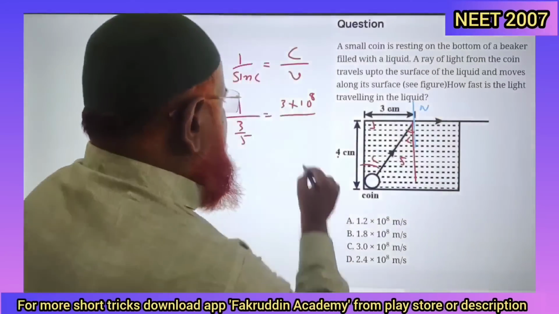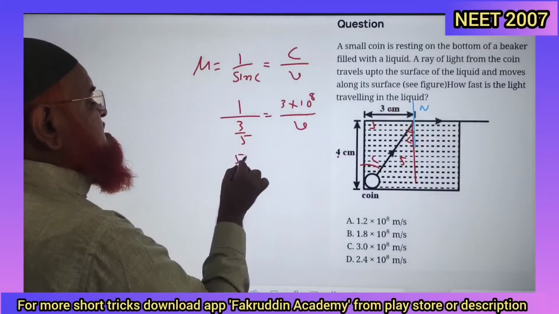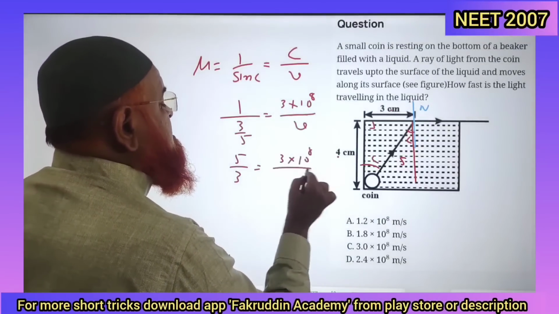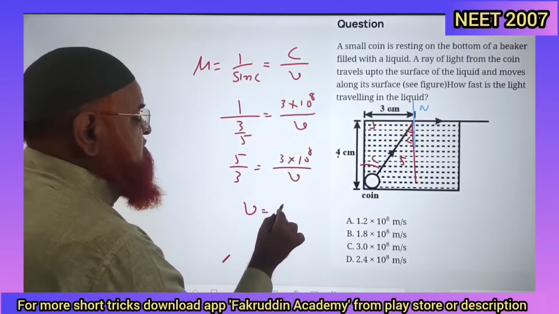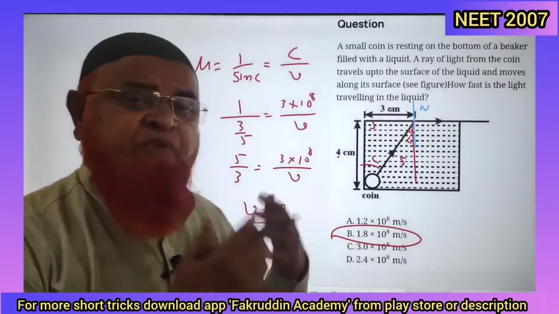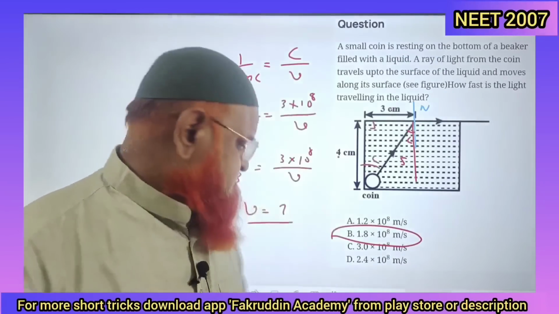So he is asking us to find out V. It's very simple. Now take 5 by 3 is equal to 3 into 10 power 8 by V. You can find out the value of V, and you'll be getting the value of V as 1.8 into 10 power 8. That's it. So simple it is. No need to worry.